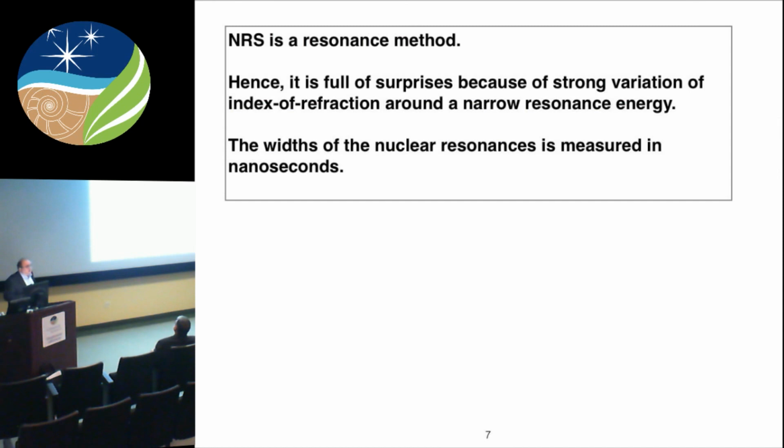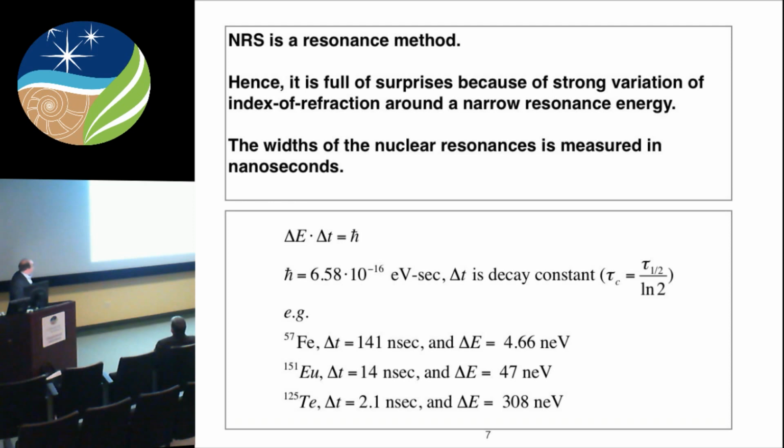And the relationship is quite simple. The uncertainty in the energy and the uncertainty in time are connected with Planck's constant. For example, for iron 57, the nuclear lifetime is about 140 nanoseconds, which corresponds to about 4.5 nano eV. Europium resonance, for example, is 10 times faster and therefore 10 times broader. So there's an inverse relationship between energy and time connected by Planck's constant.